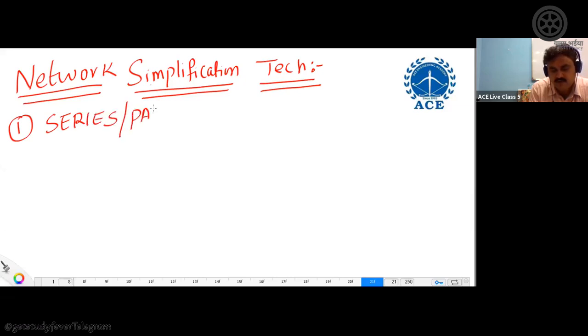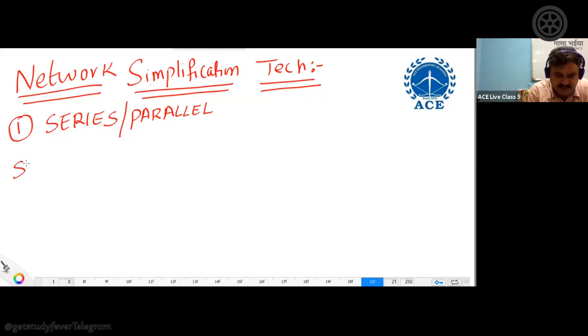We have, I think, broadly 4: series parallel, delta star star delta, source transformation, and balanced images. These are the 4 network simplification techniques. Generally, a 1 mark bit comes from this area, mostly every time. So first we will see this part.